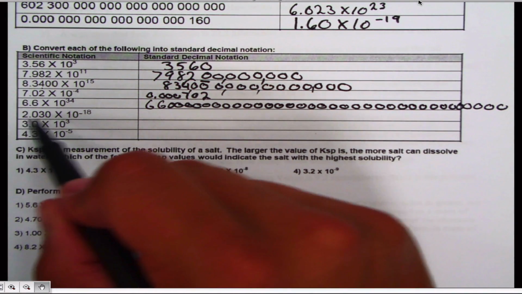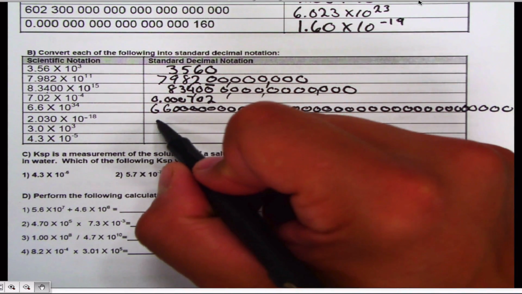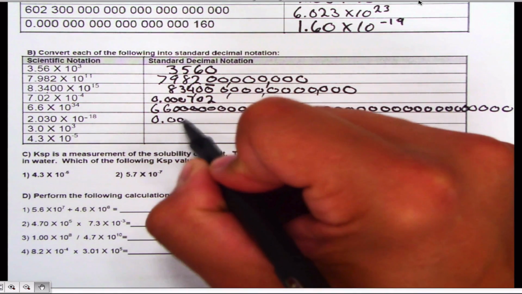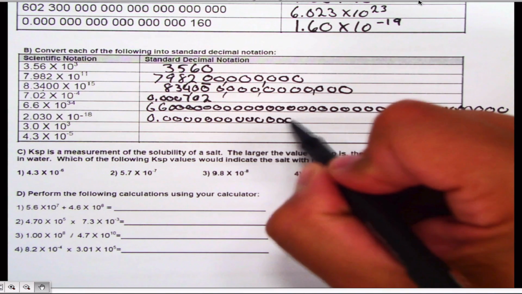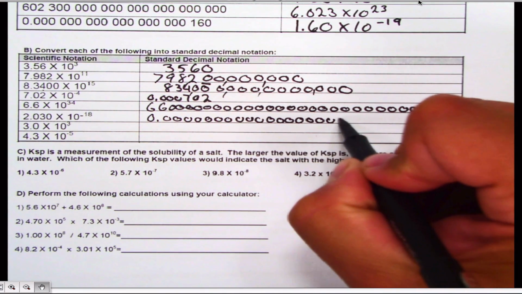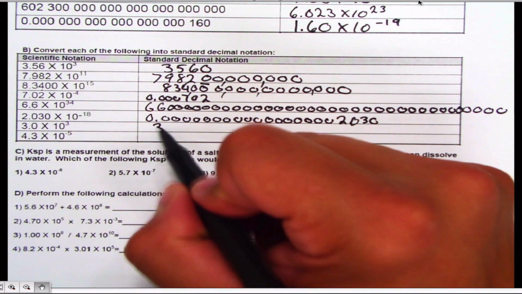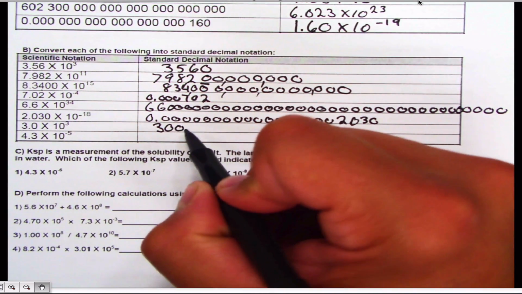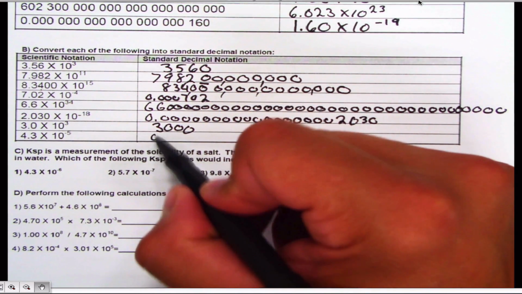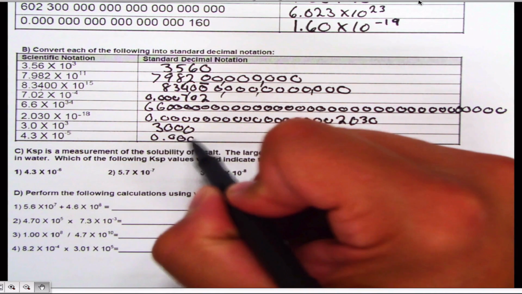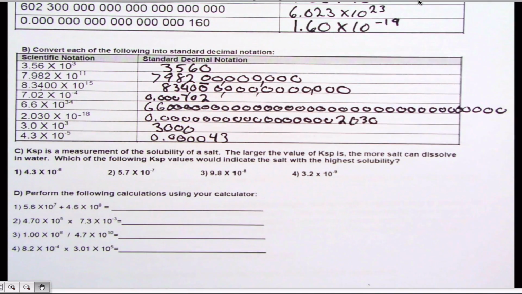All right, 2.030 times 10 to the negative 18th. That's a negative number, so we got to move it. So we go 1, 2, 3, 4, 5, 6, 7, 8, 9, 10, 11, 12, 13, 14, 15, 16, 17, 2, 0, 3, 0. Simpler one, thank goodness. Then 3,000. And then 1, 2, 3, 4. There you go. There's your numbers.